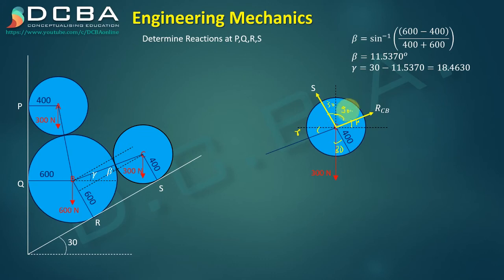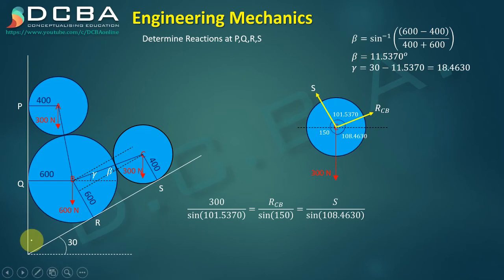This would be 30. This would be gamma. This is 90 minus gamma. This is again 90 minus gamma. This is 60 and this is 60. So we get all the angles. This way we can apply Lami's theorem here. So we get RCB and S. RCB is 153.0931 and S is 290.4264.